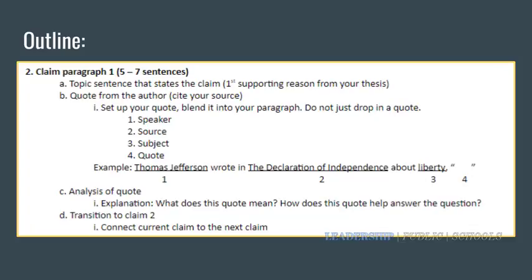After you quote from your primary source, you should offer analysis through the explanation of that quote. What does this quote mean in your own words? And then after that, an additional sentence that explains how this quotation helps to answer the inquiry question. Your final sentence of your first claim paragraph should be a transition sentence to your next paragraph, or your next claim, claim number 2. This sentence should connect the current claim to the next claim, offering a way for the reader to see that you are in the process of answering all aspects of your thesis.